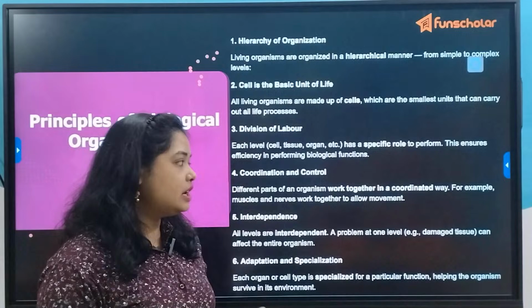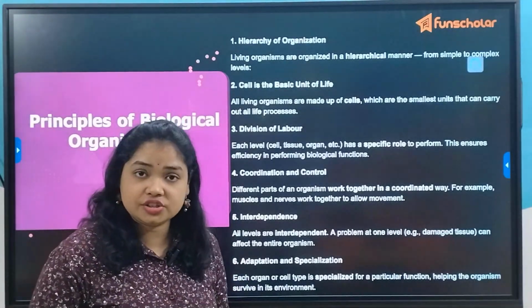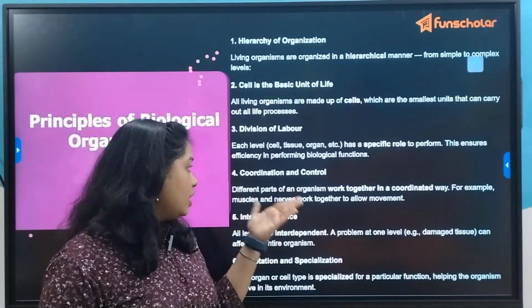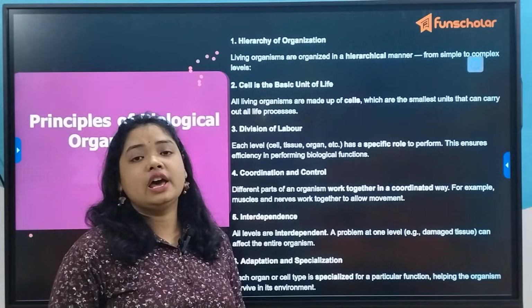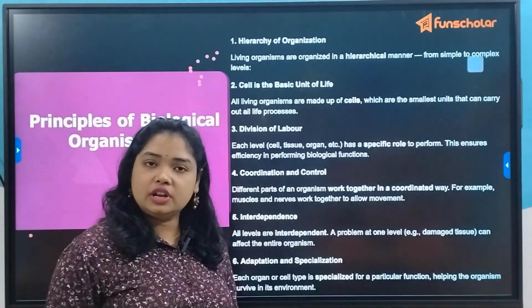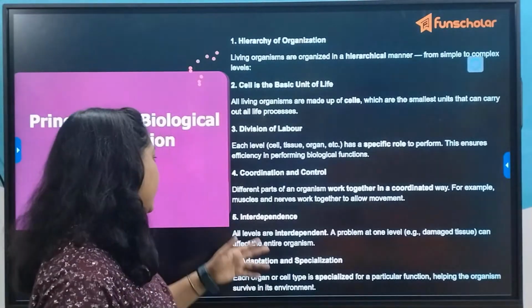Our brain and spinal cord are the centers which actually control and coordinate all the activities in our body, right? With the help of the neural impulses and also through the hormones.